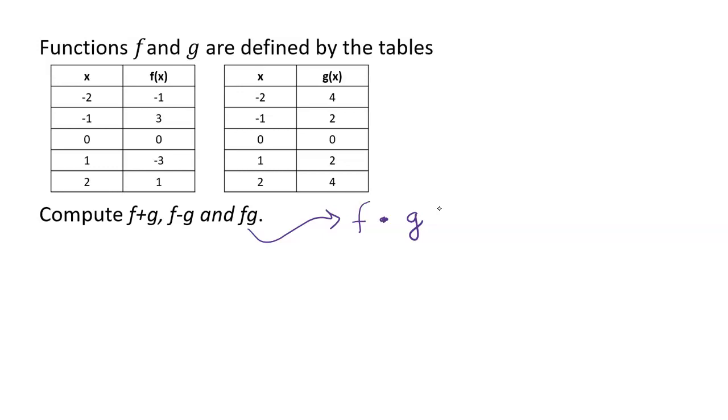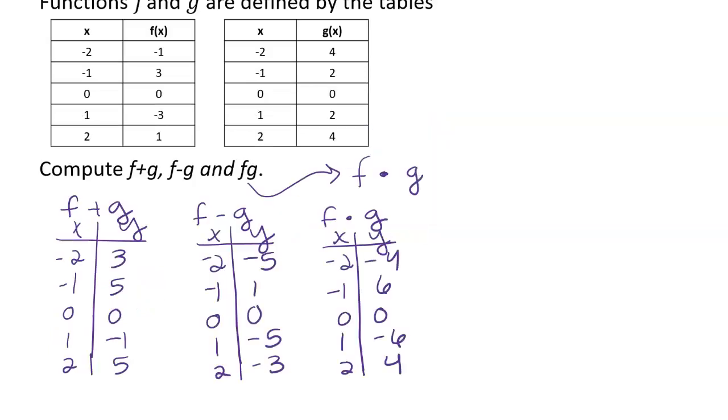So I want you to see if you can figure this out on your own. For f plus g, you should be adding your outputs together. For f minus g, you should be subtracting your outputs. And f times g, you should be multiplying your outputs. So pause the video and see if you can figure out the answer to each of those computations. Okay, so I have put the answers to each of those parts.